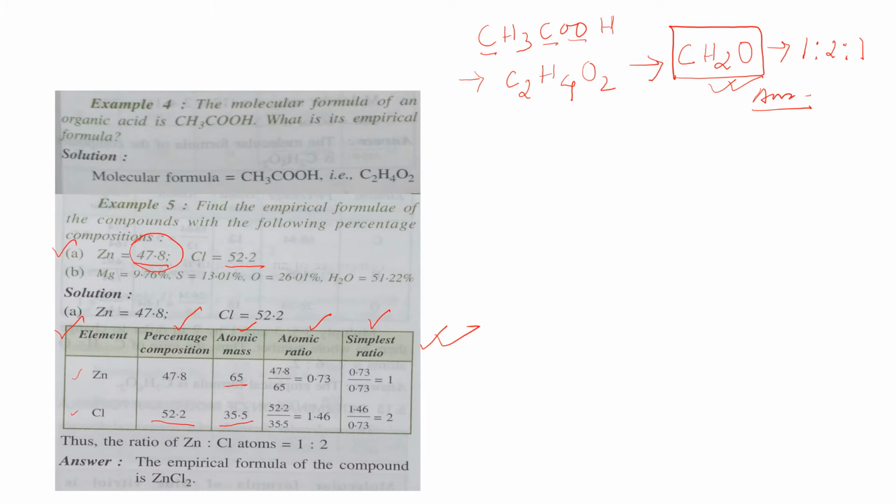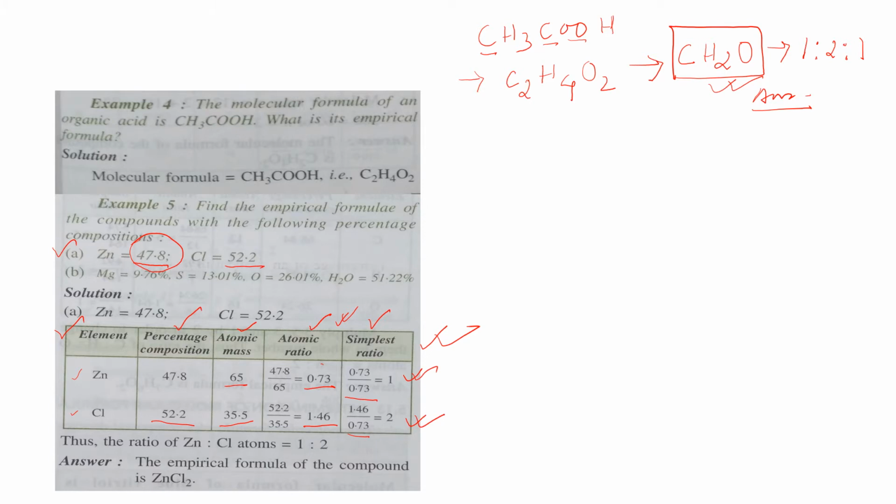Now just divide the percentage composition by atomic mass. This will give you atomic ratio. So after dividing 47.8 by 65, I am getting 0.73 and 52.2 by 35.5 is giving 1.46. Now out of these two, 0.73 is the smallest one. So I have to divide both the numbers by 0.73. So after dividing, I am getting 1 and this one is giving you 2.